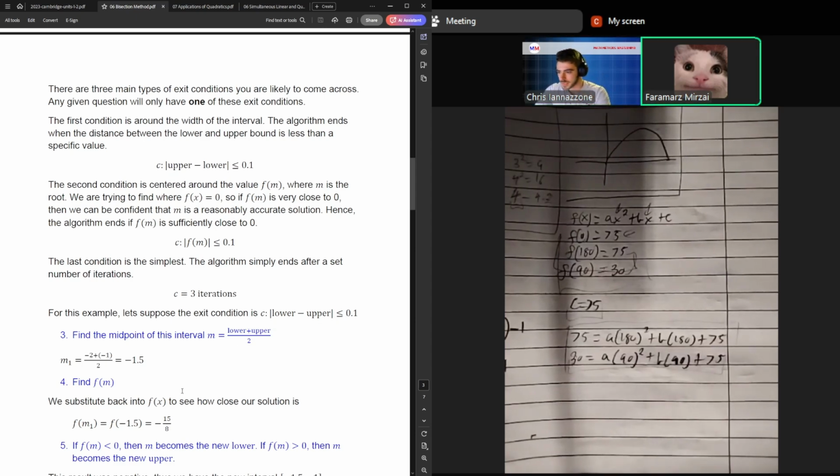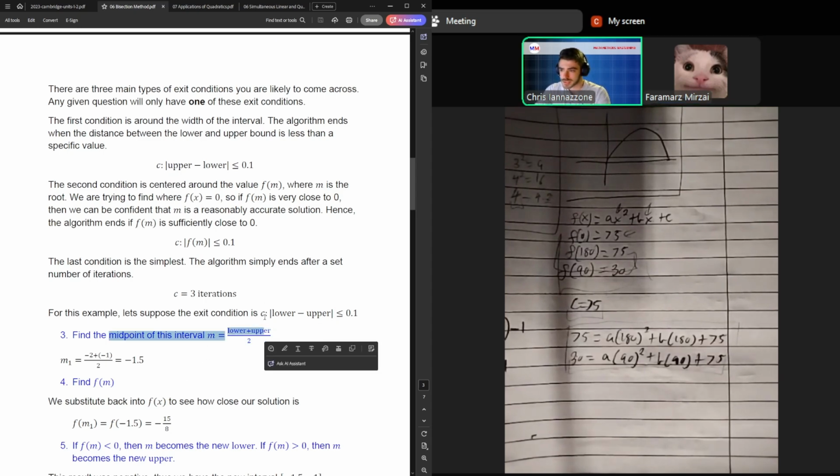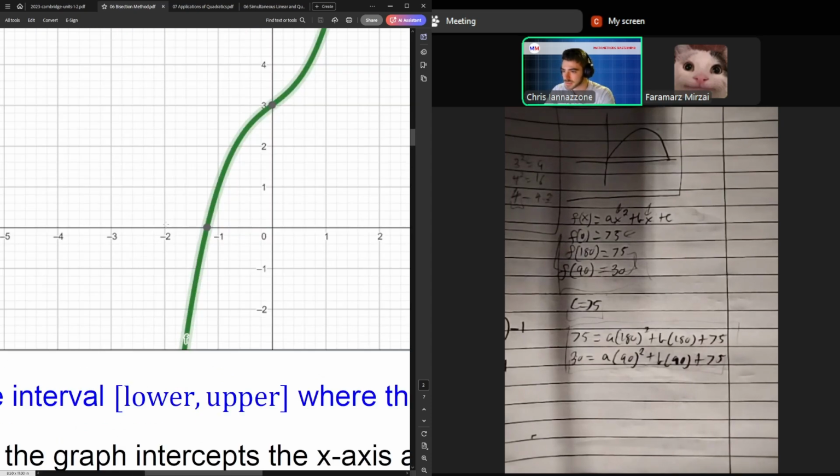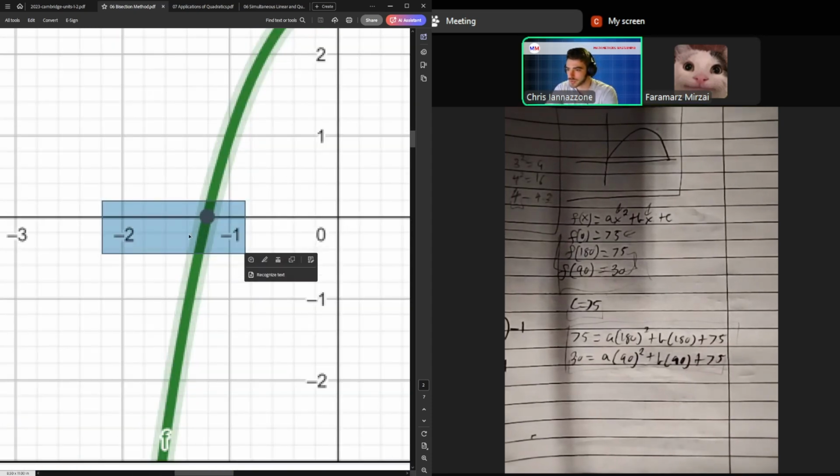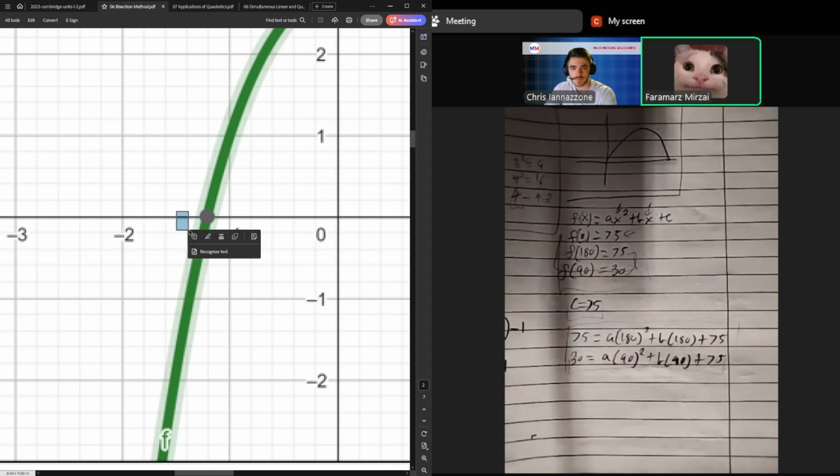Okay, so here's how the bisection method works. You take your interval, whatever it is, so in this case it's, for the first step, -2 and -1? Yeah, -2 to -1. And what you do is you find the midpoint of that. So if you look at this one here on the screen share, -2 to -1, the midpoint's going to be -1.5. Precisely. What you want to do is test the y value at that x value.